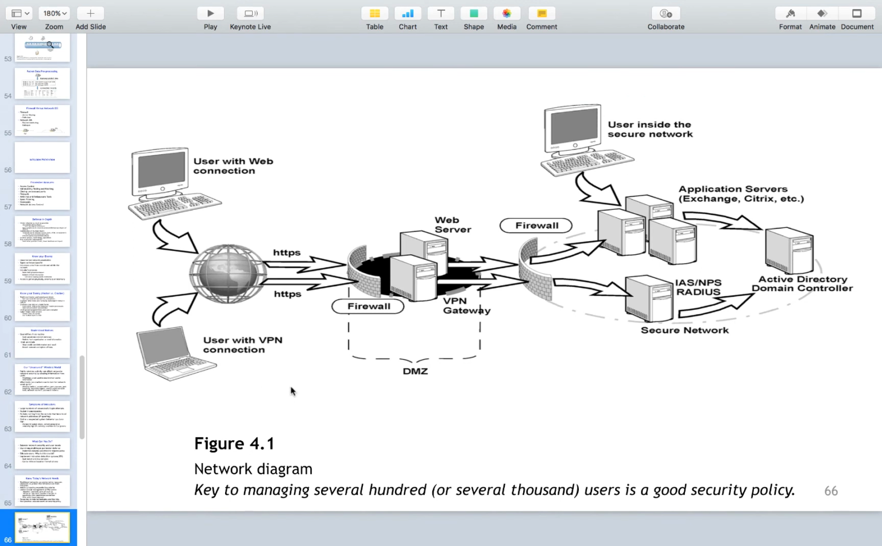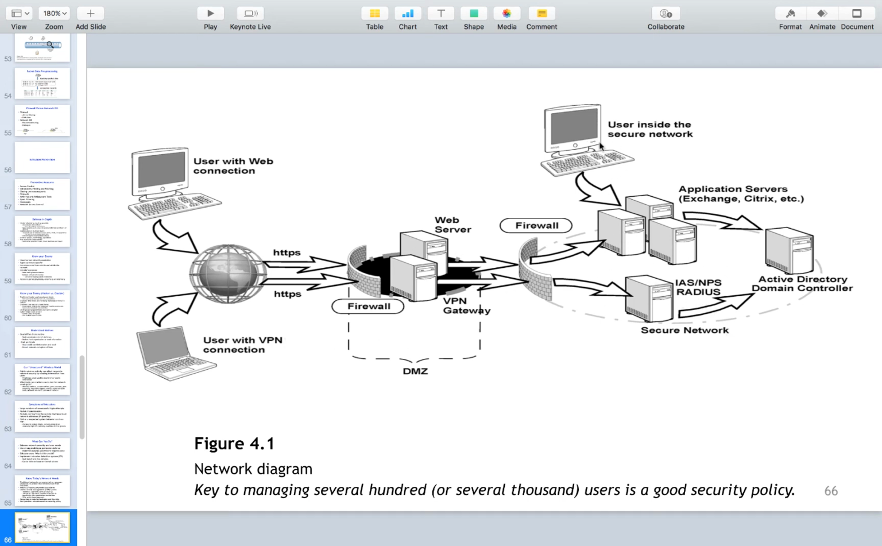So here's a basic network diagram. Here's the user with a web connection. They go out to the internet, or a user that usually is on the inside of a network, they're at home and they want to log in. They log in through the VPN. They hit the firewall here. Maybe there's a demilitarized zone, or they're passed on to the next gateway, and if they're a VPN user, they're logging into the systems in here.